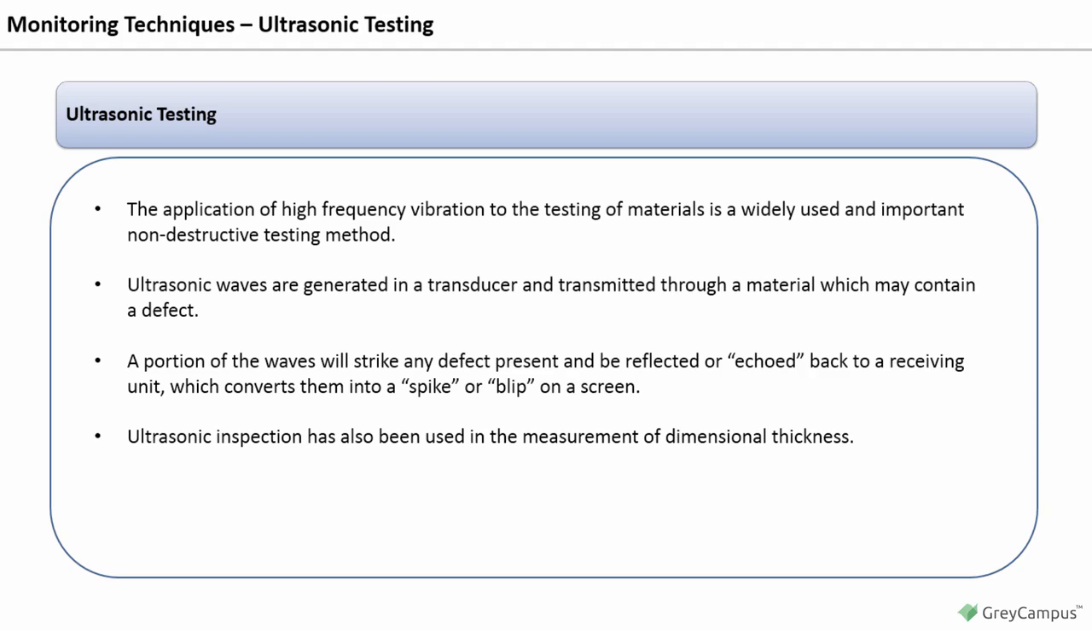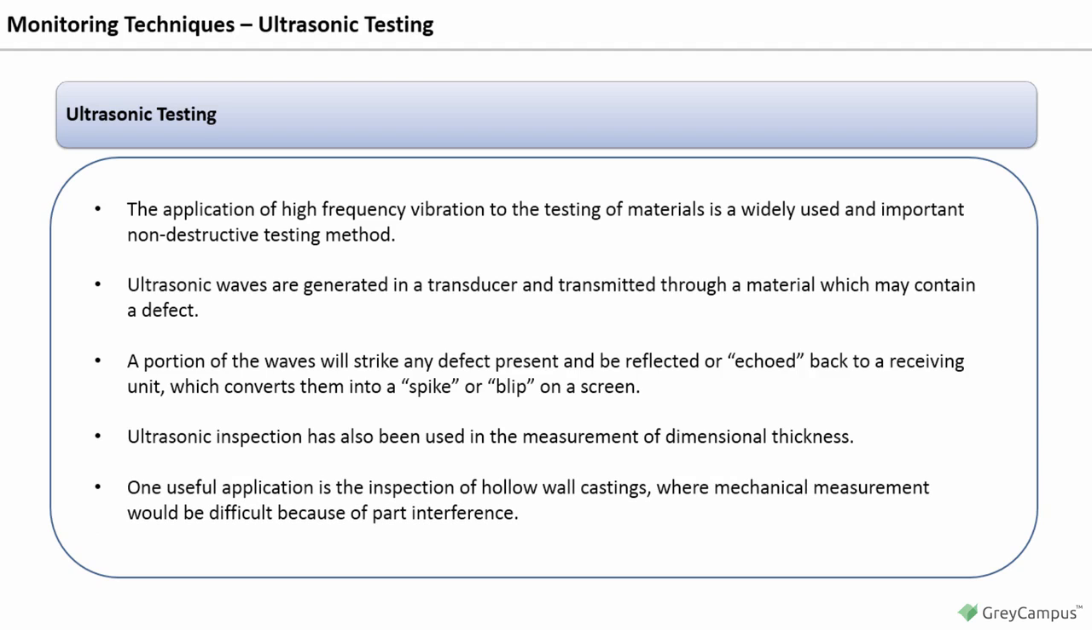Ultrasonic inspection has also been used in the measurement of dimensional thickness. One useful application is the inspection of hollow wall casings, where mechanical measurement would be difficult because of part interference. The ultrasonic testing technique is similar to sonar.